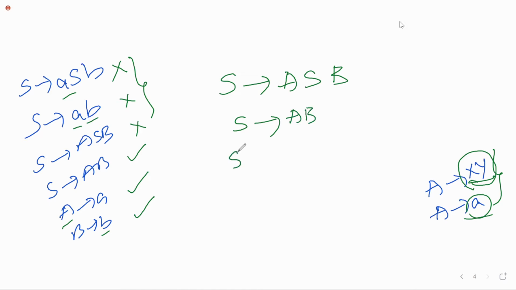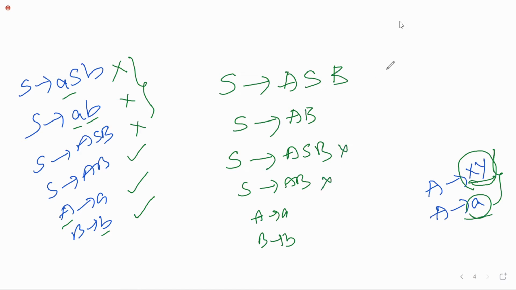Next, S tends to ASB again. S tends to AB. A tends to A. B tends to B. While arranging this in the form of CNF, these two are nothing but duplicates, so only one I can consider. Are you following? ASB is already there, so no need to consider again. S tends to AB is already there, so no need to consider again. Am I clear with this?